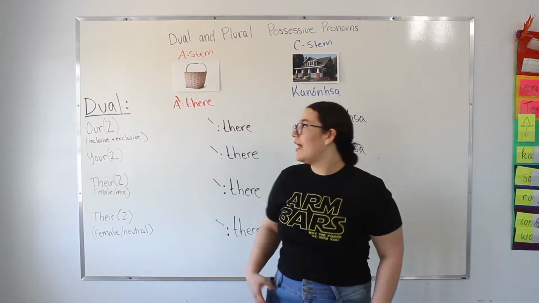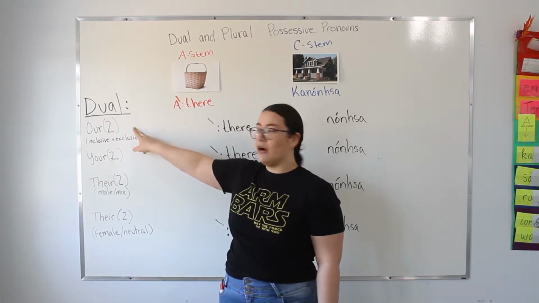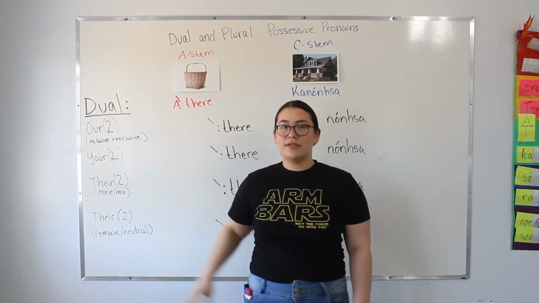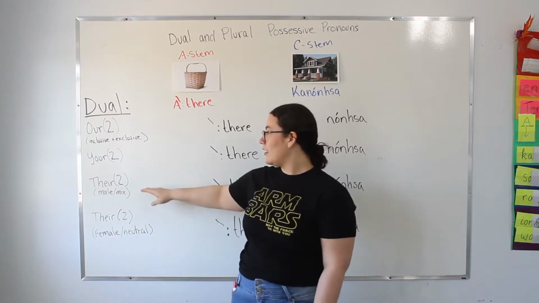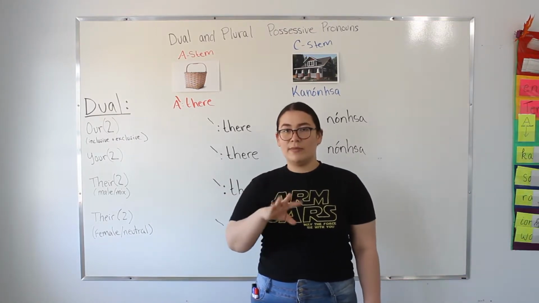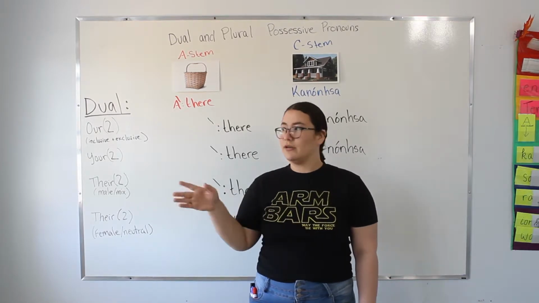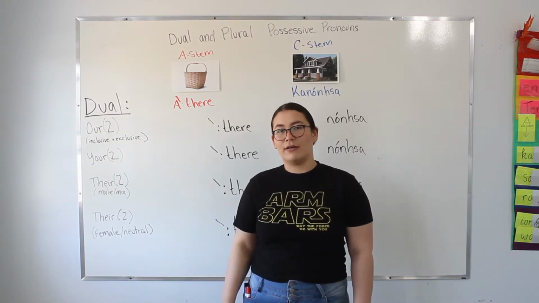So first we're going to look at duals. So ours, meaning mine and yours or mine and someone's. Yours, as in you two. Theirs, as in two males or a male and a female. And theirs again, which is two females or neutral, as in like a dog or a cat.